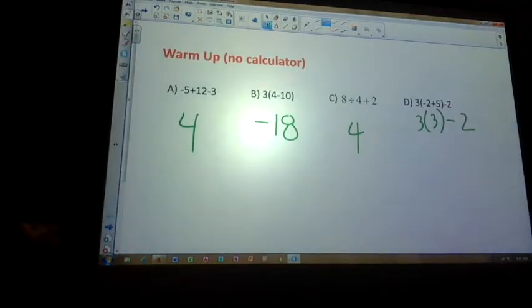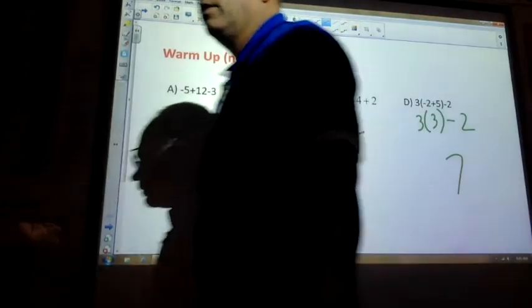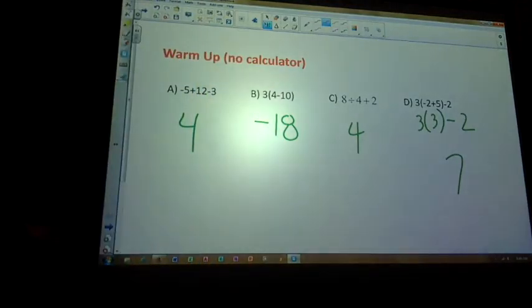Order of operations says to do what next? Multiply. So that's 9. 9 minus 2 is? 7. Done. Any questions on any of those? Feeling all right? Can I move on? Yeah.